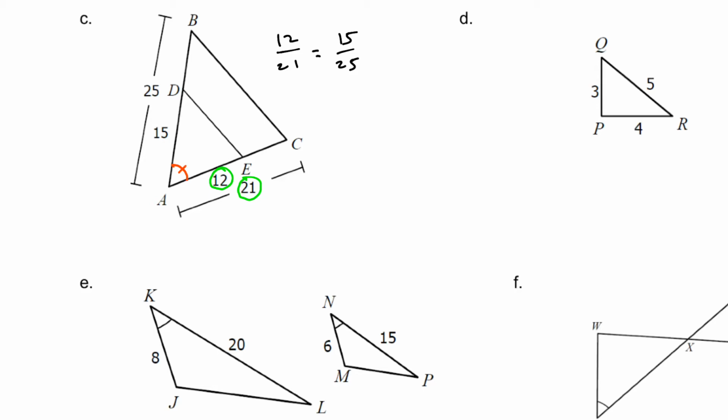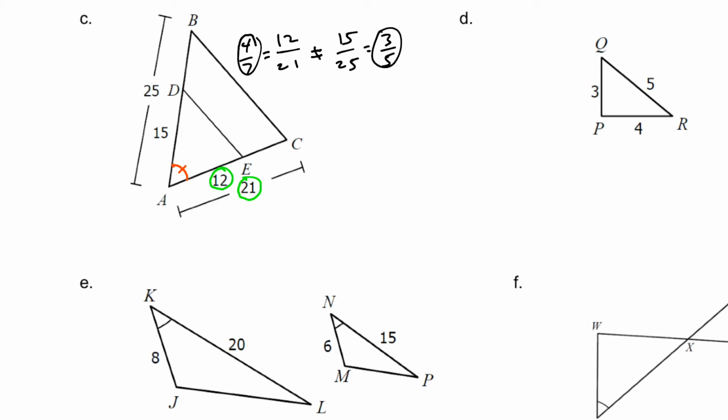Well, if we reduce each of these fractions, the fraction on the right, I'm going to divide the top and the bottom both by 5, and that would give me 3 over 5. And then the fraction on the left, I'm going to divide the numerator and denominator both by 3, and that's going to give me 4 over 7. And I think you can see that these are not equal, okay? 4/7 does not equal 3/5. So these are not equal.